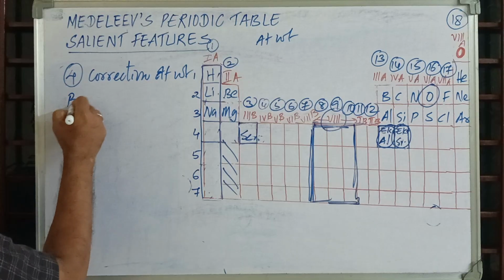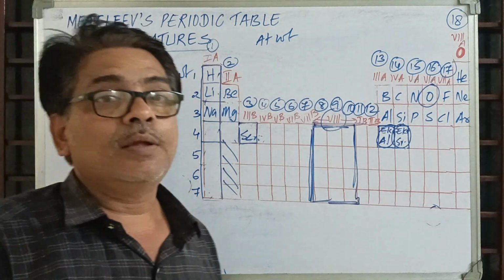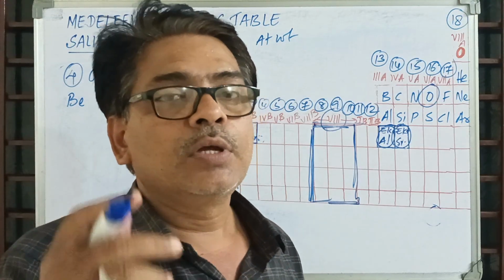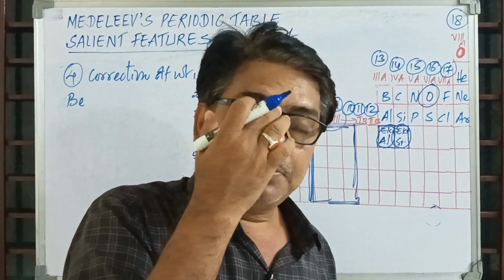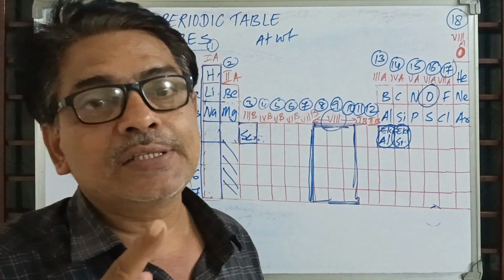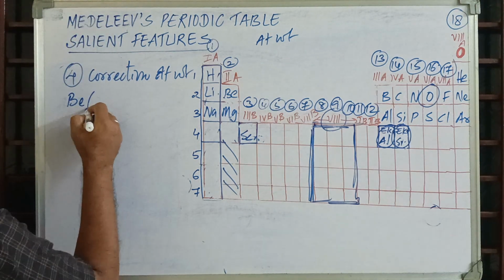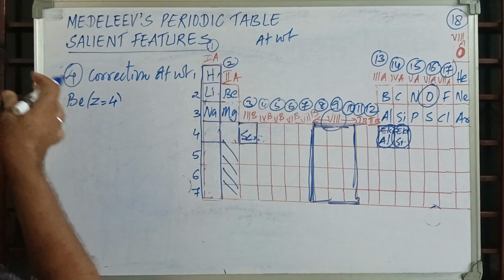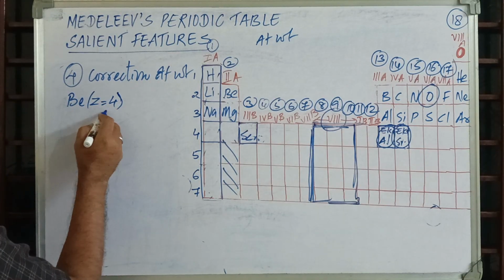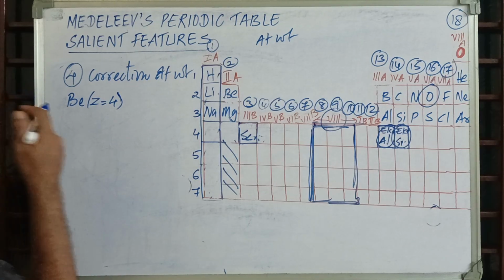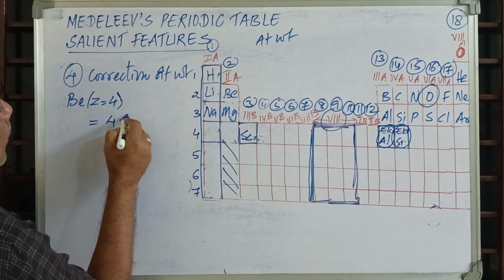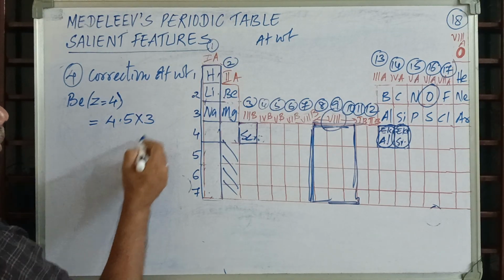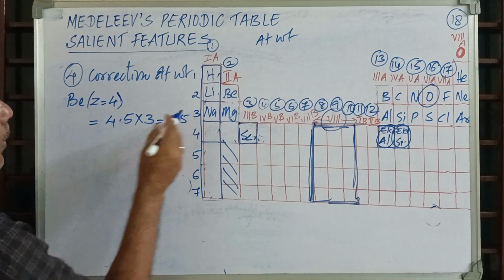Now, first he dealt with beryllium. We all know beryllium's atomic number is 4. So the configuration is 2, 2, so its valency is 2. But Mendeleev thought that its valency is 3. Therefore, he took the average atomic weight of the element. Average atomic weight means he takes the weight of the next element and the element itself, and divides it by 2. So he found the average atomic weight of beryllium is 4.5, and he multiplied this with 3. Therefore, he got the answer as 13.5.